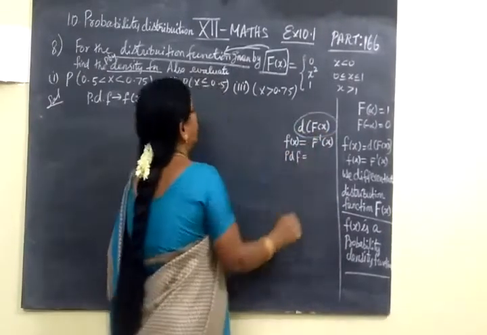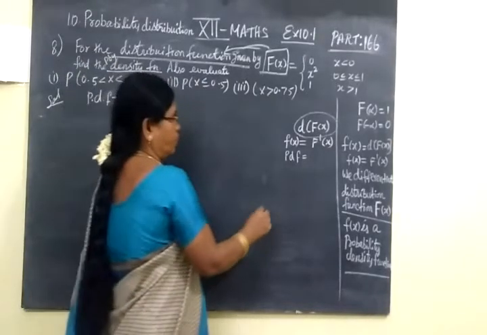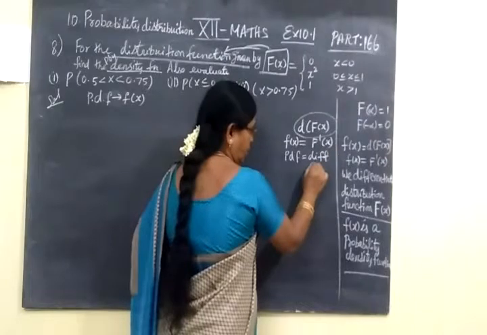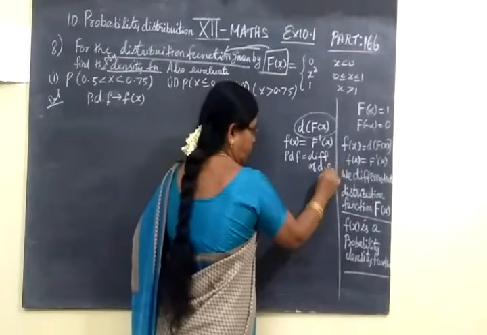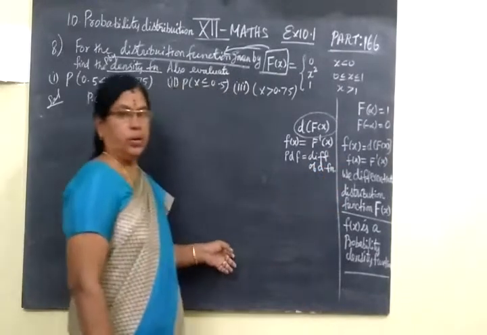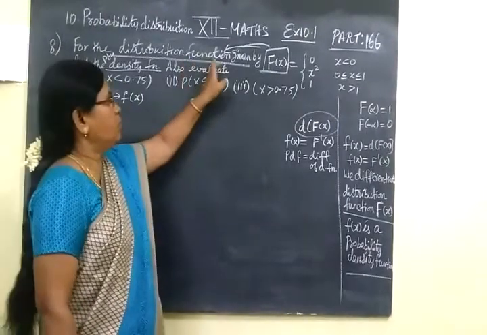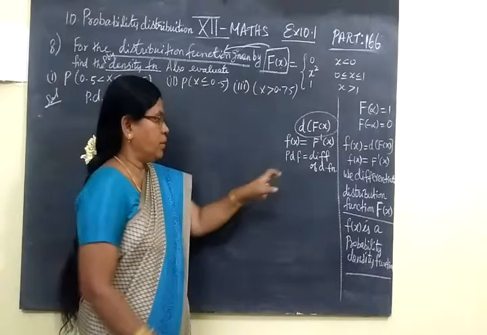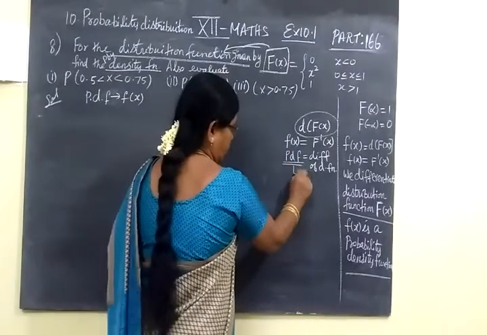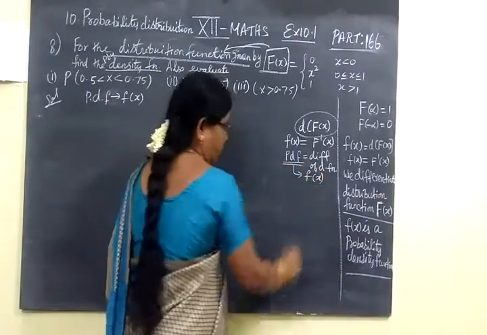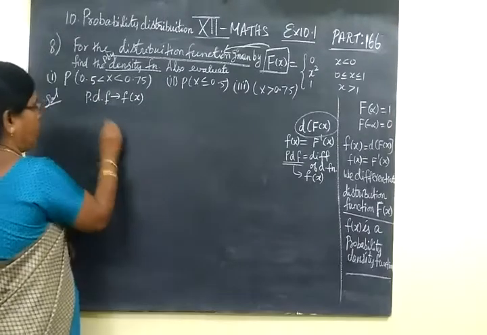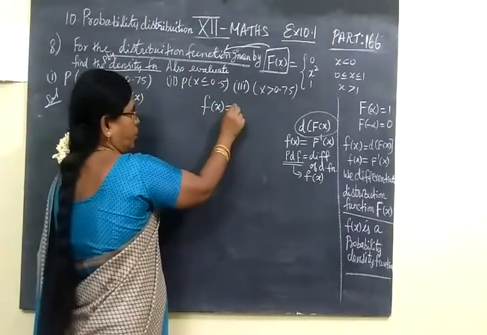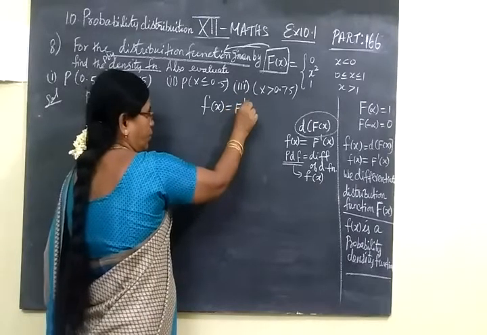We have to differentiate what? The distribution function. When we differentiate the distribution function, we get the probability density function, that is small f of x. After considering small f of x only, we can do the problem. So here small f of x is nothing but F dash of x.